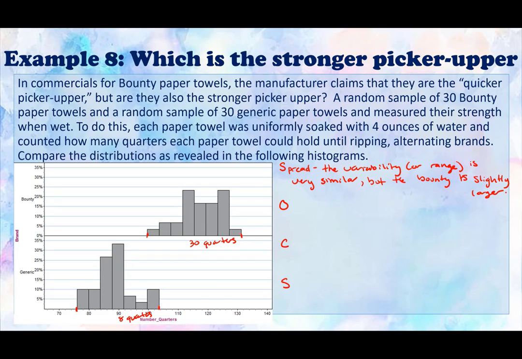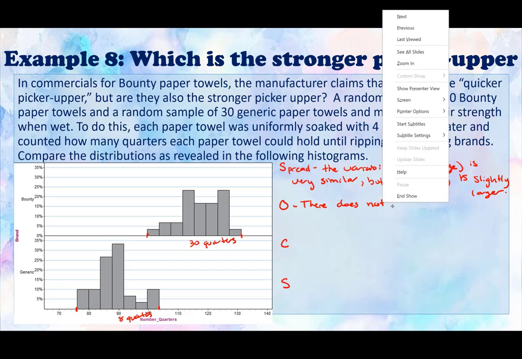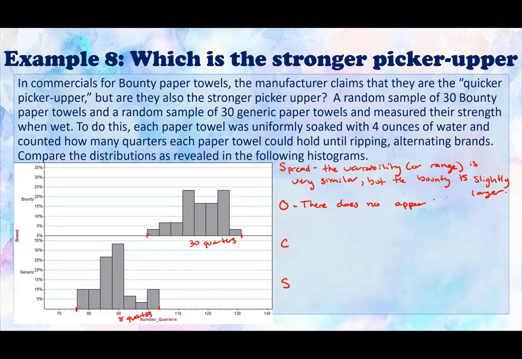Okay, now we're going to look at both of these. Is there anything that pokes out? Is there anything that looks a little out of the ordinary? And the answer to that is no. There doesn't appear to be any outliers. So that's what we're going to say. There does not appear to be any outliers in either distribution.